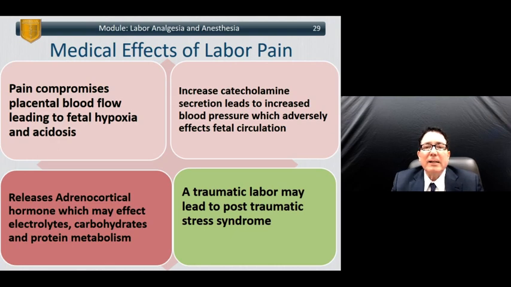There's increased catecholamine secretion with labor pain, leading to increased blood pressure, which again can adversely affect fetal circulation. Labor pain can also cause release of adrenocortical hormone, which may affect issues like electrolytes and different metabolisms. And labor pain can also cause a traumatic labor that may lead to post-traumatic stress syndrome. So there are many reasons why it is important for us to decrease or minimize labor pain.